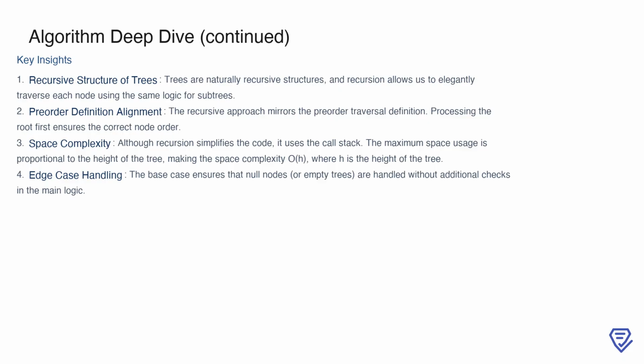In terms of space complexity, recursion uses the call stack to keep track of the nodes being processed. The maximum space used by the call stack corresponds to the height of the tree, so the space complexity is O(h), where h is the tree's height.